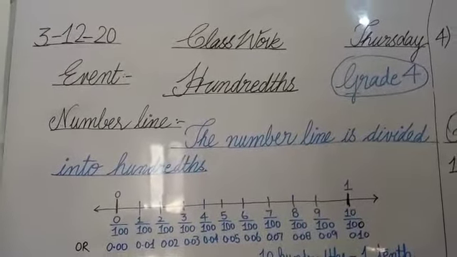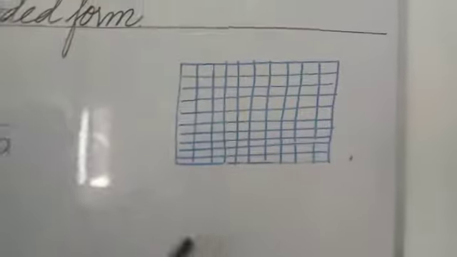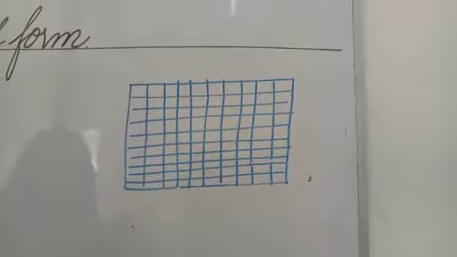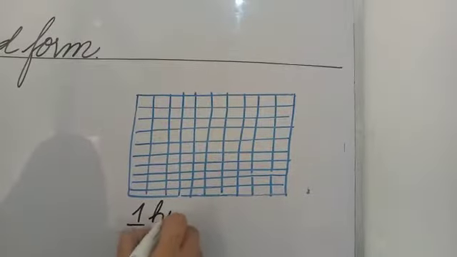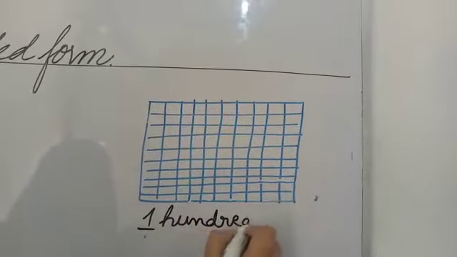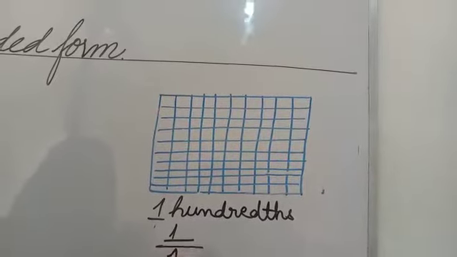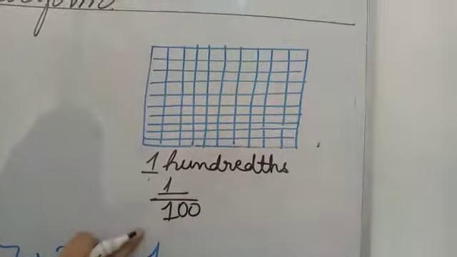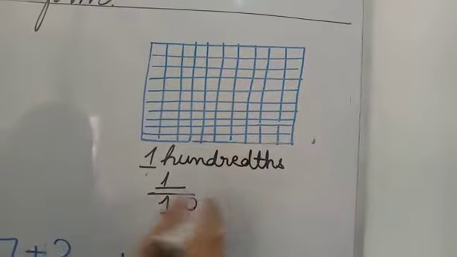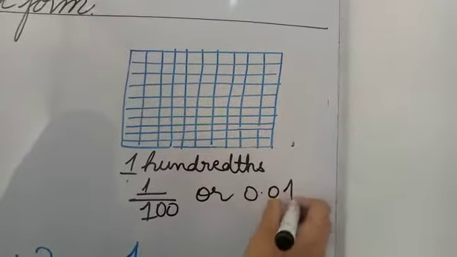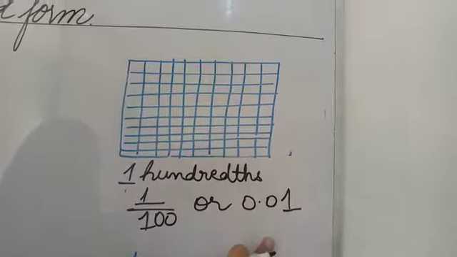So what is hundredths? Look here, students, this is a square unit and each square unit represents one hundredth. This is one hundredth, and one hundredth means 1 by 100. This is the form of fraction, and you can also write it as 0.01. This is the form of decimal.